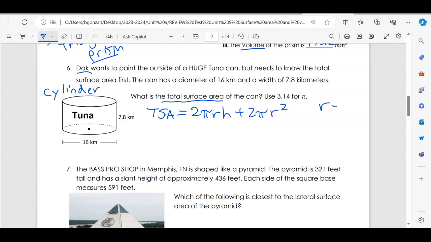The only thing I really need to know is r. So you tell me from the center to the edge, if the whole diameter is 16, isn't the radius 8? So 2 pi 8. And then what's the height? Straight up and down. The height is 7.8. So be careful. If your cylinder is sideways, then you're going to have to think sideways.